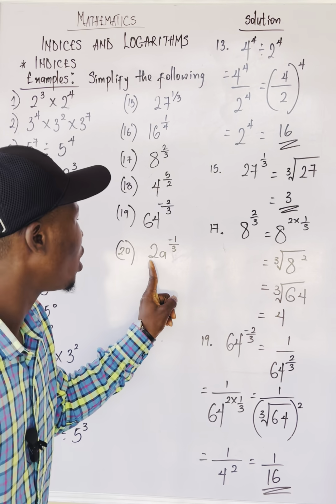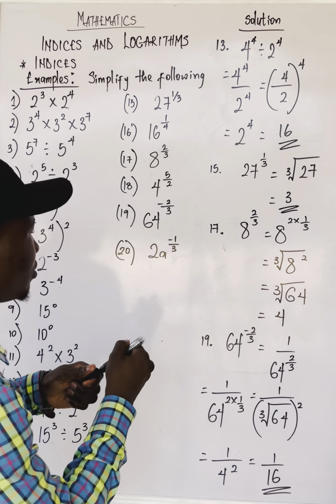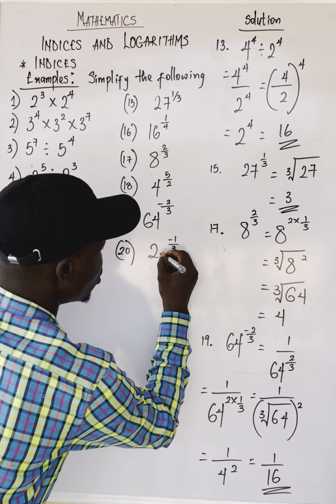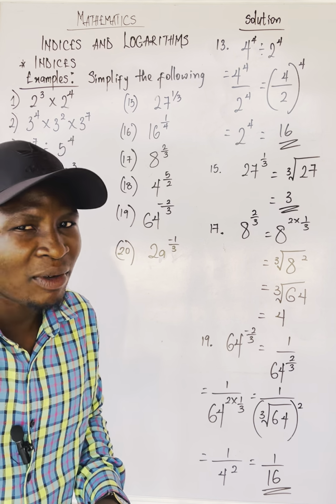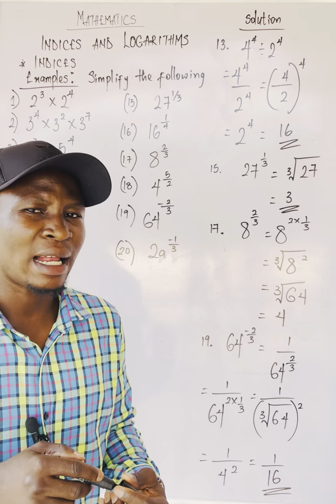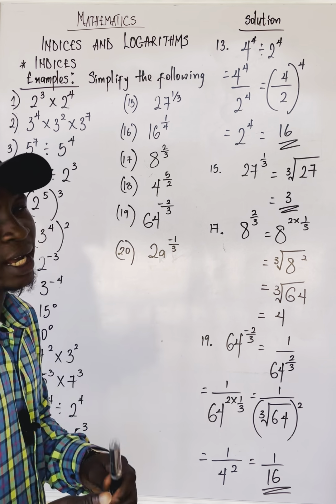Now, what does question 20 say? Question 20 says 2a to the power of minus 1 over 3. Let me find out those that will be able to get it. I challenge you. So 2a to the power of minus 1 over 3. Put the answer in the comment section.